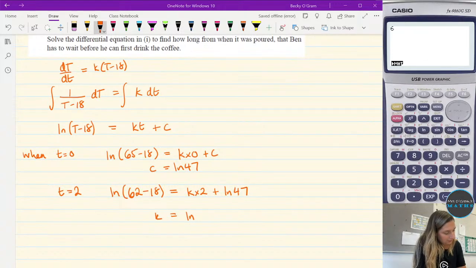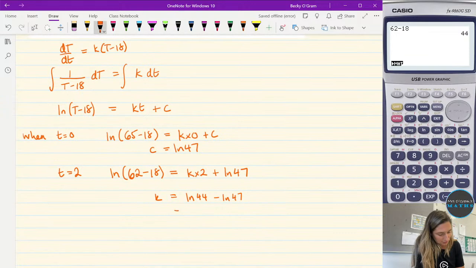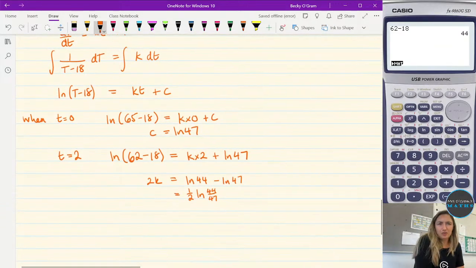Oops, didn't mean to do that. 62 minus 18 is 44. Minus log 47. And, oh, that was 2k. So this will be a half of log 44 over 47, which is what I got the first time round.